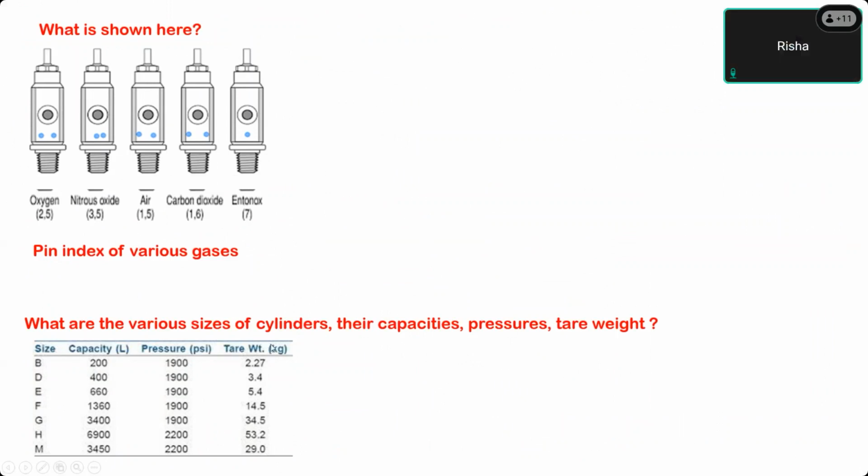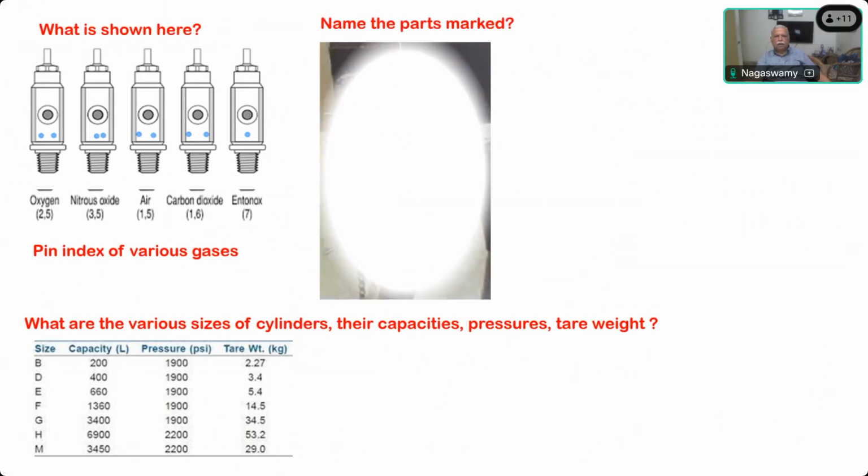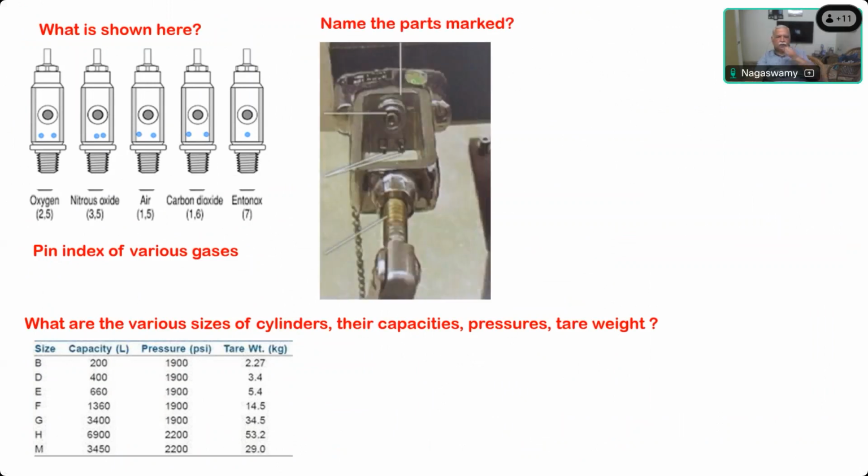Empty cylinder. The weight of the empty cylinder is the tare weight. As the size of the cylinder increases, you find the weight also increases. So tare weight is important. And what is this?